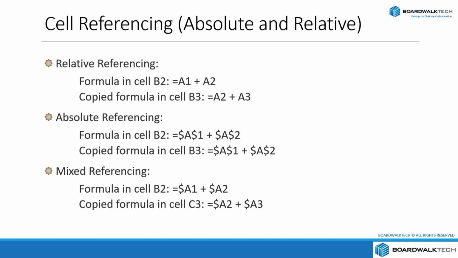Absolute referencing means that the cell reference does not change when you copy the formula to another cell. To make a reference absolute, one puts the $ before the column letter, row number, or both. For example, if you have a formula in cell B2 as equals $A$1 plus $A$2, and you copy it to cell B3, it remains equals $A$1 plus $A$2. One can also have mixed referencing, which involves fixing either the column or row while allowing the other to adjust.